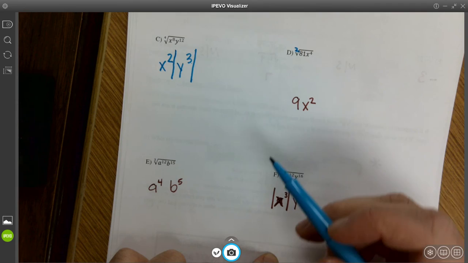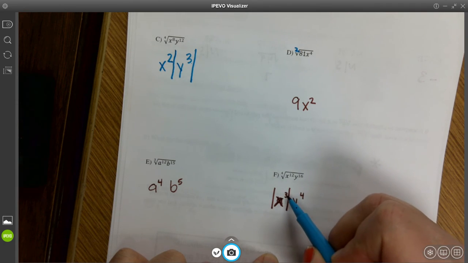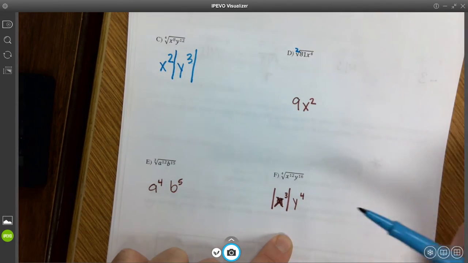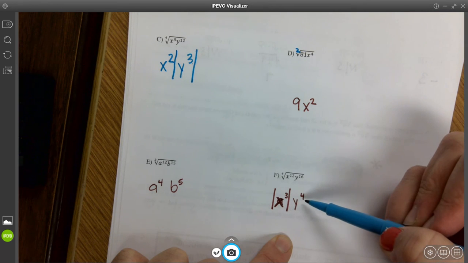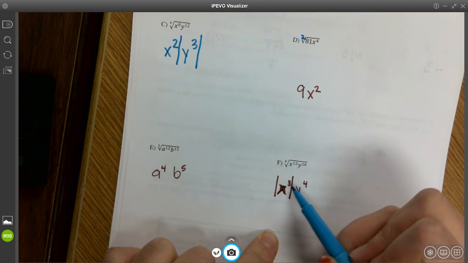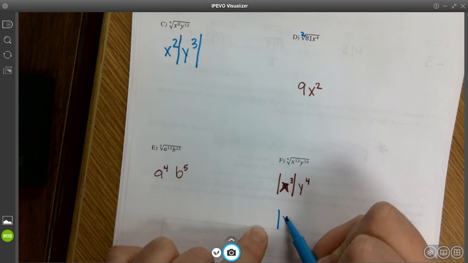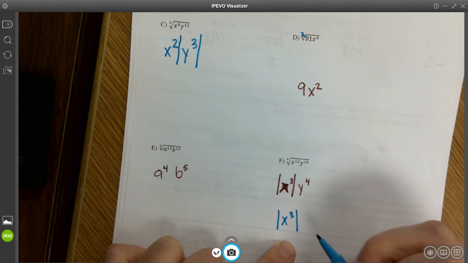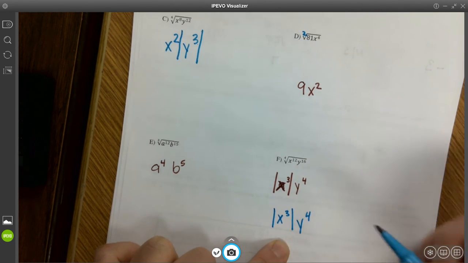Here though, 12 divided by 4 is 3. It's kind of the opposite of this problem here. 16 divided by 4 is 4. So I really only have to have the absolute value around this x. So it looks kind of funny. So absolute value just around the x, y to the 4th.